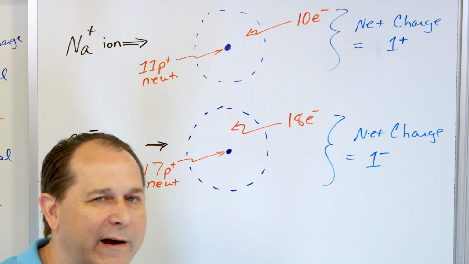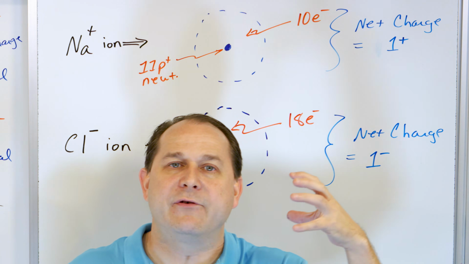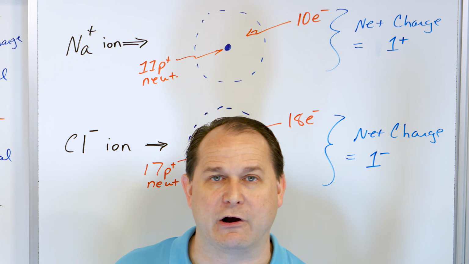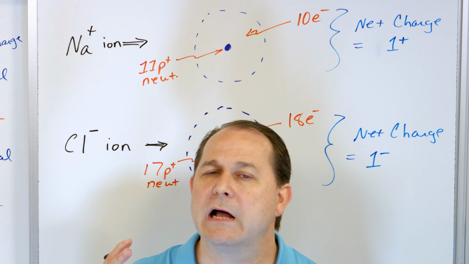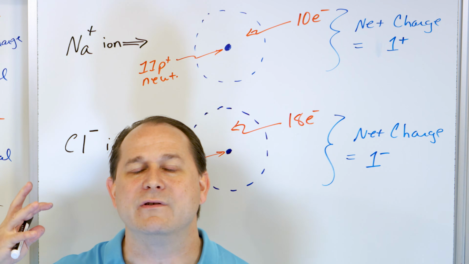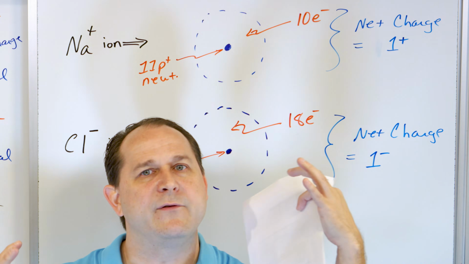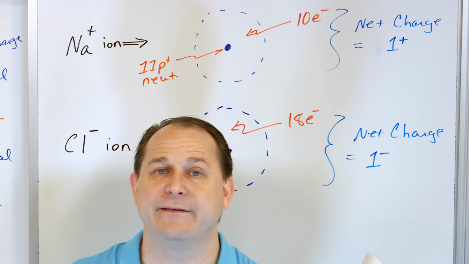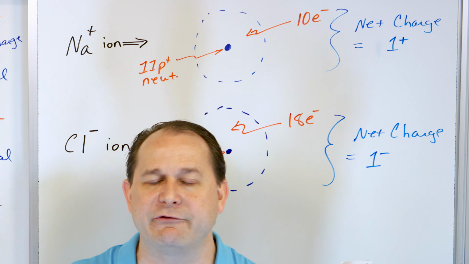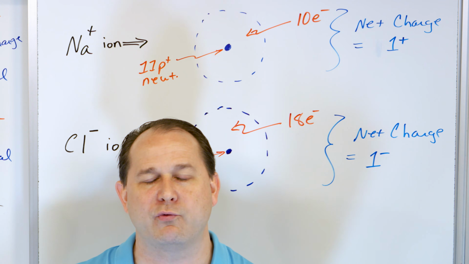Now let me ask you a question. What's going to happen if you have an object with an overall positive charge of +1 come into contact with another object with an overall negative charge of -1? The numbers don't matter, but if one is positive and one is negative, you know that opposites attract. The Coulomb force of the electric force is millions of times stronger than gravity.